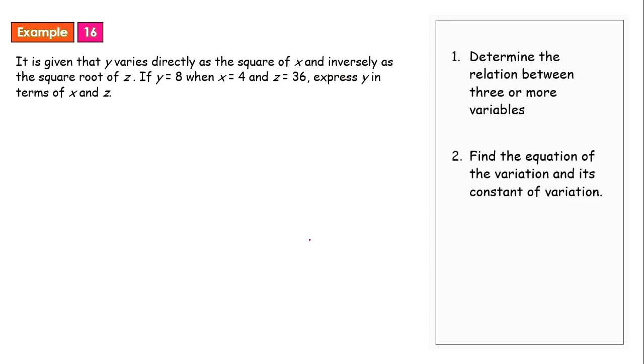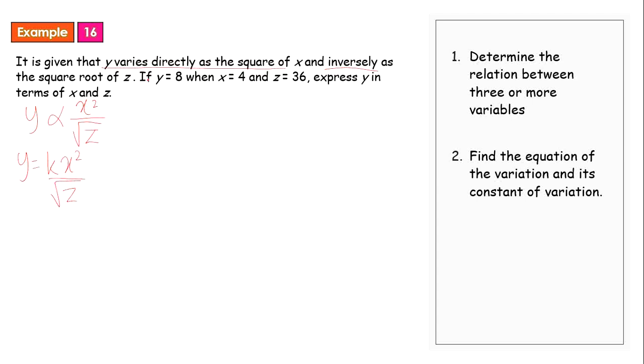Example 16. It is given that y varies directly as the square of x. Okay, read it, so we write it one by one. y varies directly as the square of x. Write that first. Then, and inversely. When you see inverse, it goes over, as the square root of z. Just like that. Then we write it in equation form.